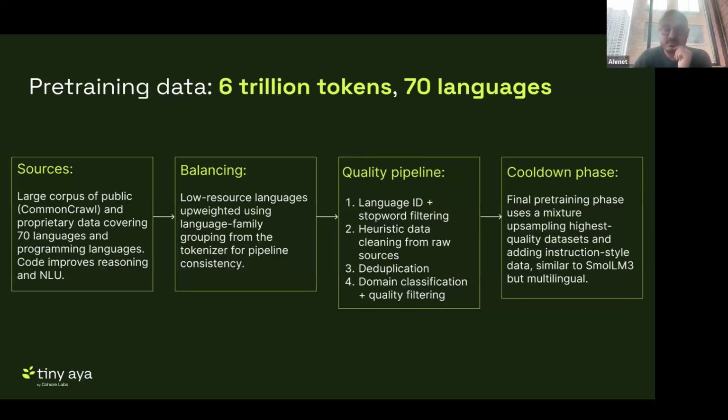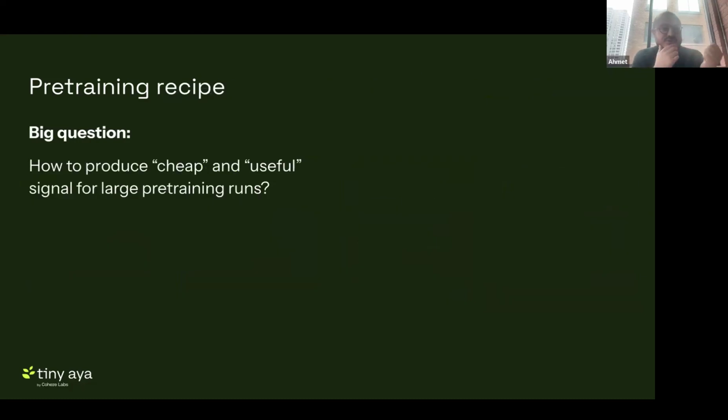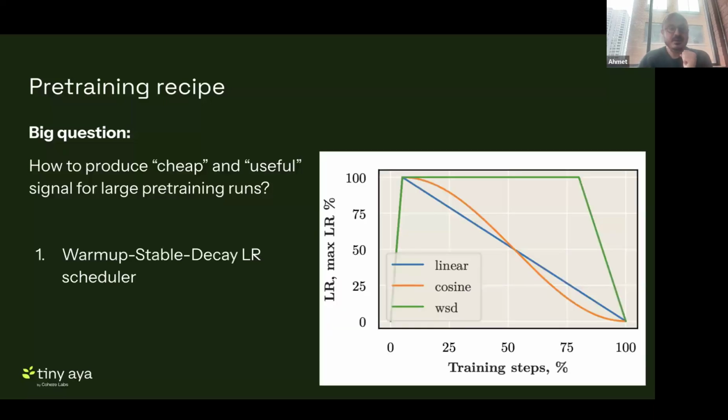But if you ask me what the most important thing is in this pre-training step, it is how to produce cheap and useful signal for the large pre-training runs, because pre-training is extremely costly. Even for a 3 billion parameter language model, it takes quite a long time, depending on how many GPUs you are using. From the pre-training perspective, we want to get the best signal as soon as possible, right? This is supposed to be cheap, and we want really useful signals about the data or about hyperparameter choices. One thing that really helped us here is our learning rate scheduler.